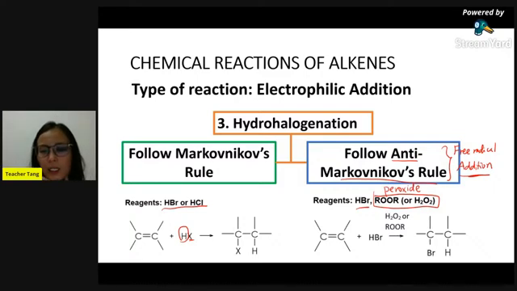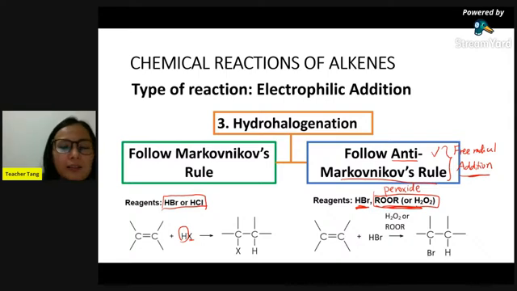So we will look at this in detail. The condition is, if the reagent is HBr with the presence of peroxide, then it will be anti-Markovnikov. If there is no peroxide, only HBr or HCl, then follow Markovnikov rules, where hydrogen is added to the carbon of the carbon-carbon double bond which has more hydrogen to start with.